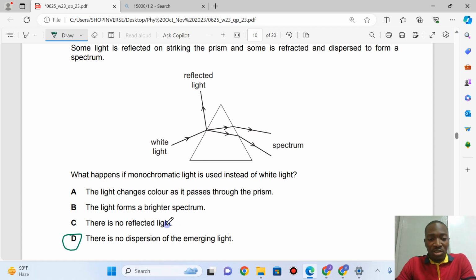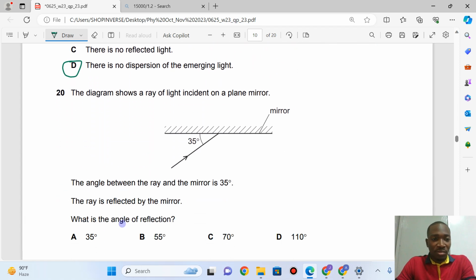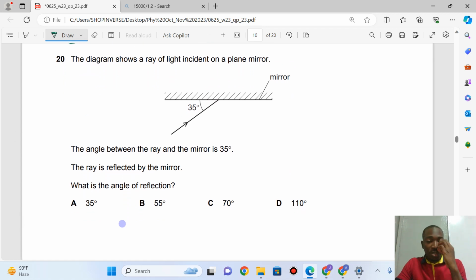Yeah, so there will be reflection. The light changes color as it passes through the prism. The most important thing is that there will be no dispersion. That's monochromatic light. The color does not change as it passes through the prism.